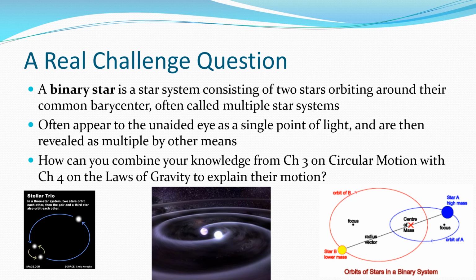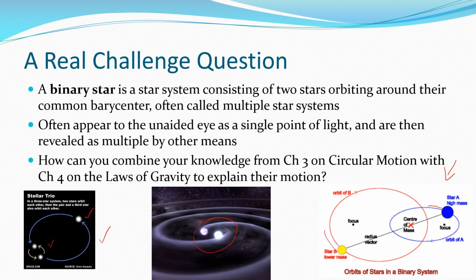Here's a nice challenge on the screen here about binary stars. A binary star is two stars orbiting around a common center. Often we refer to them as multiple star systems. In this sort of example, you could have two stars like this one here orbiting around this path and the other one orbiting around the other path. They could be just spinning around each other like this. You could have three stars, perhaps two orbiting around each other, and then they are orbiting around with another star.